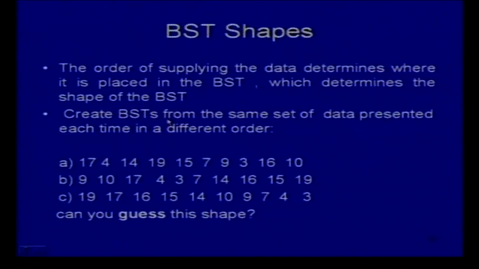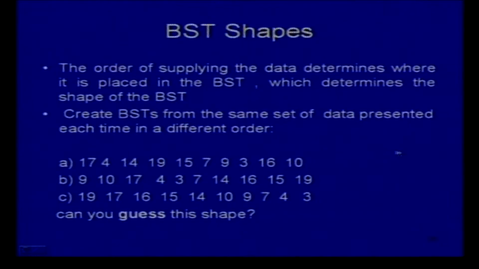So, create a binary search tree from the same set of data presented each time in a different order. I have given you here 3 sets which are ordered separately. Here I have 17, 4, 14, 19, 15, 7, 9, 3, 16, 10, and here I have given this in some other order. Here if you note, I have given it in decreasing order. Now if I take this 17 and I want to create a tree, what do I do? I first see that the binary search tree is empty, I create 17 as a root node.